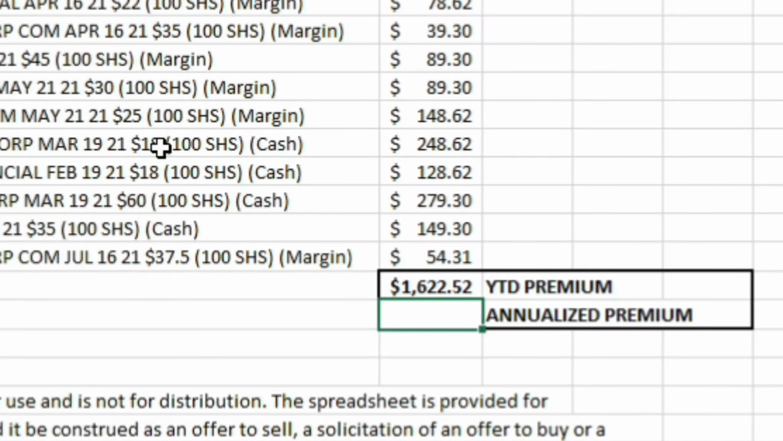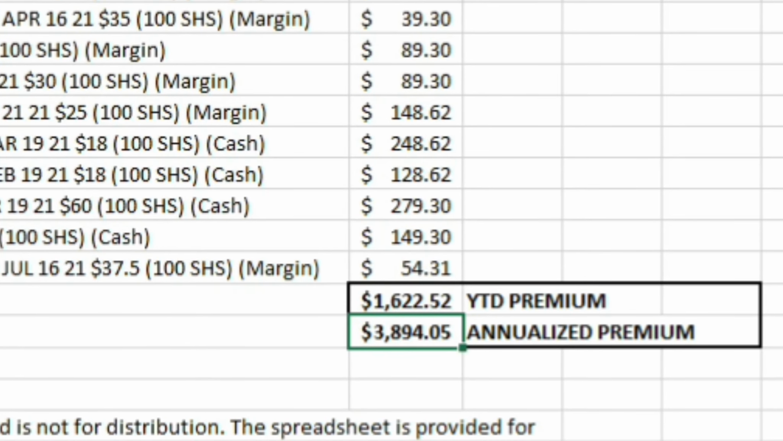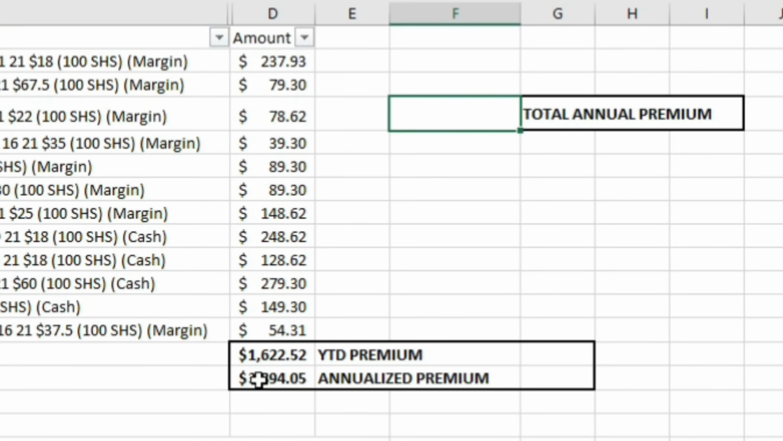Again, this is not necessarily for everybody, but for those of you that are trying to maximize cash flow and reinvest those dividends, or just try to maximize cash flow if you're living off the dividends right now, this can be a great solution for you. So annualized premium here, let's go ahead and uncover this number here. $3,894.05.